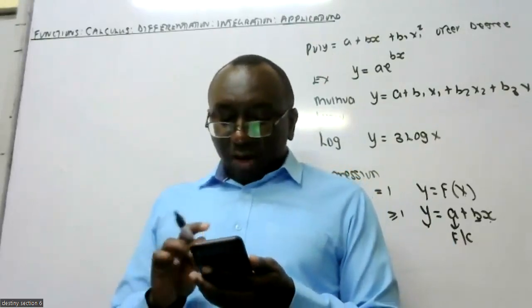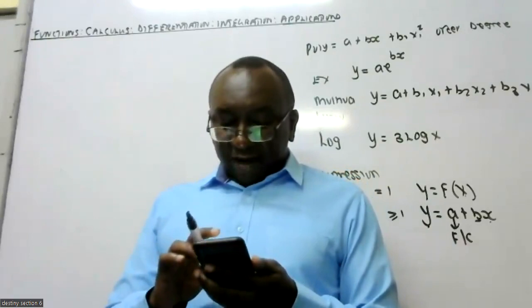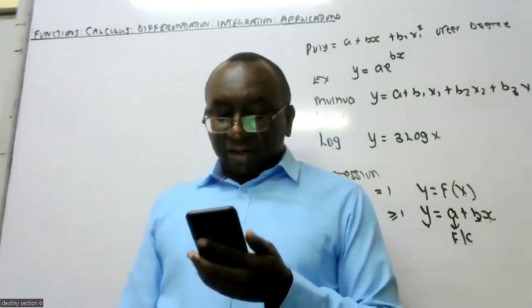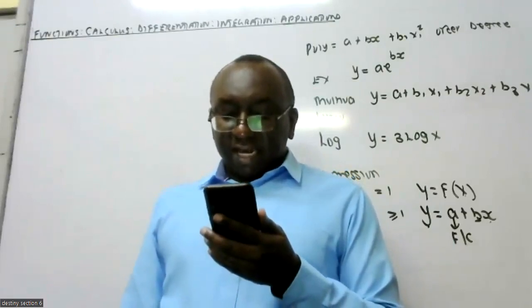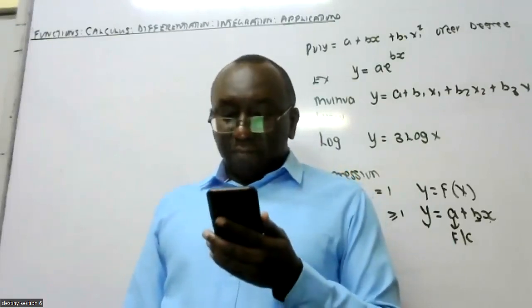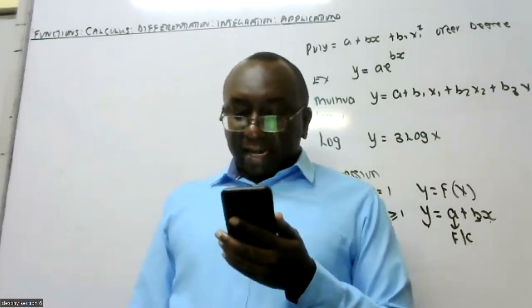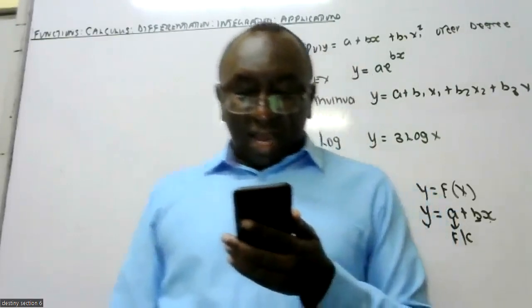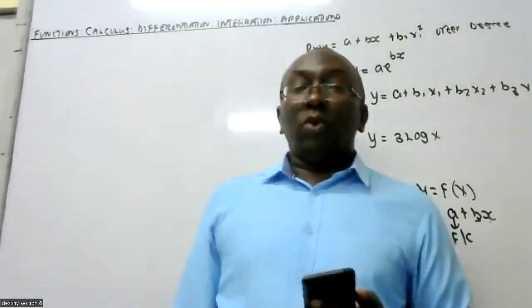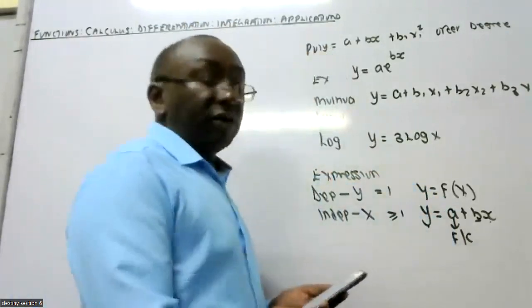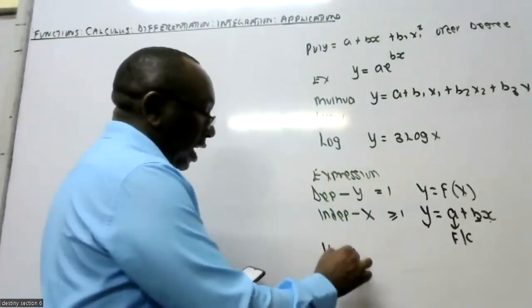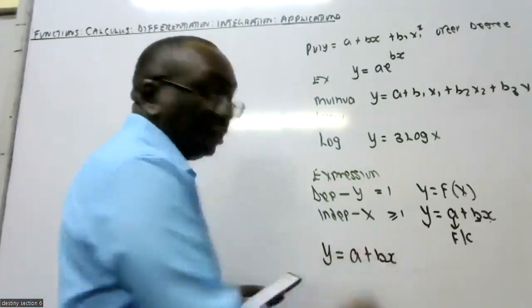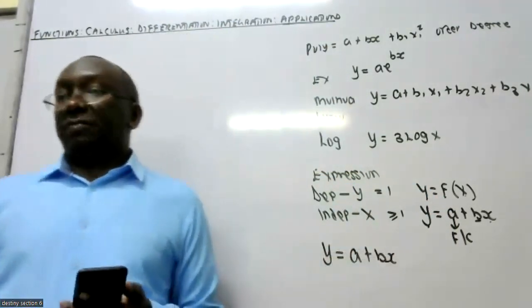Now, from there, we go now to what we call linear functions. And for a linear function, we are told a function is said to be linear if it takes the form of y is equals to a plus bx. Other characteristics of linear functions are the highest degree is 1. So we are saying a function is called linear if it is of the form y is equals to a plus bx. That is what we call a linear function.